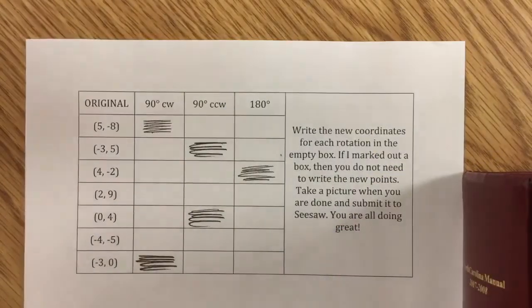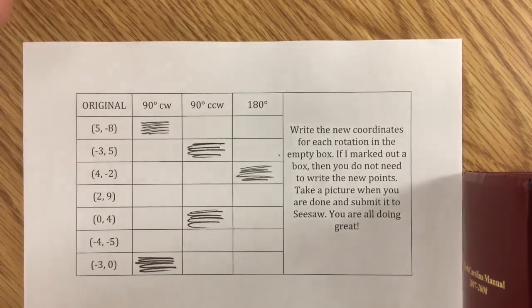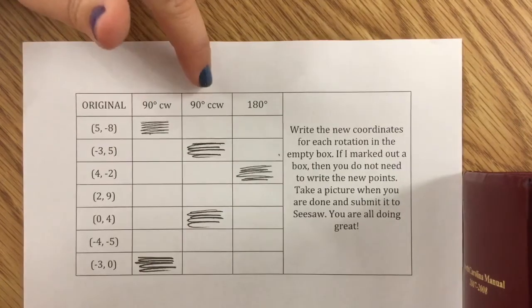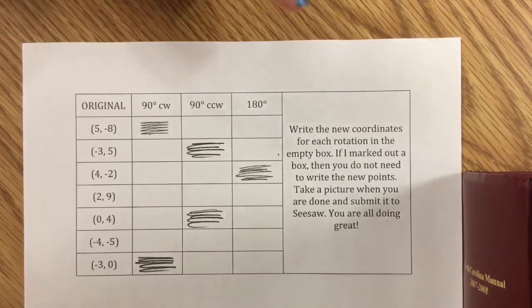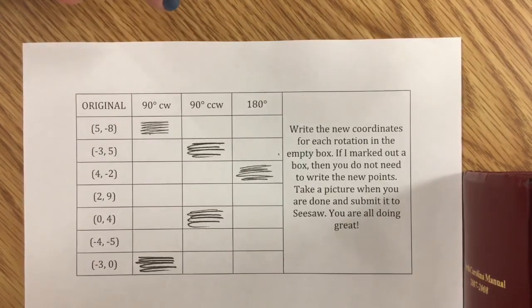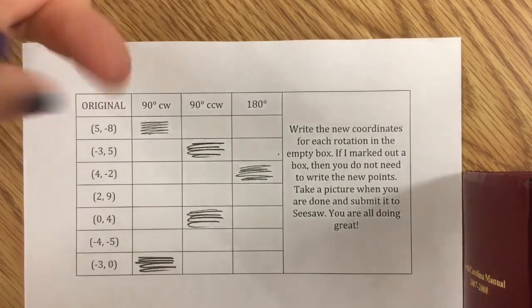Okay, so here's the next sheet that you have to do. Just get this off the assistant desk. And when you are done, you are going to submit it in Seesaw. Just take the picture, submit it in Seesaw. I would highly suggest that you write the rule up at the top of the column before you start. Go back into your notes and write the rule. And I think that will help a lot. And then I would do one thing at a time.